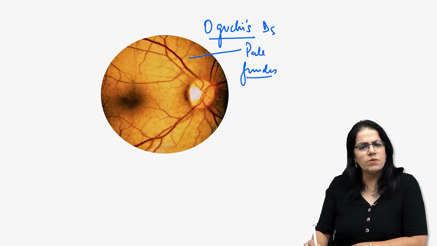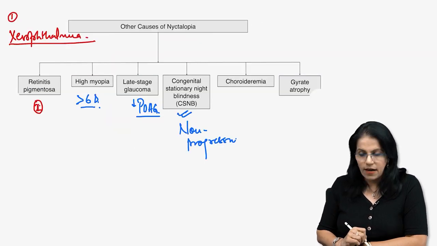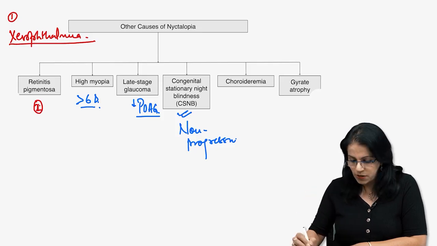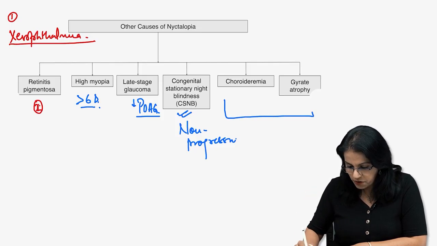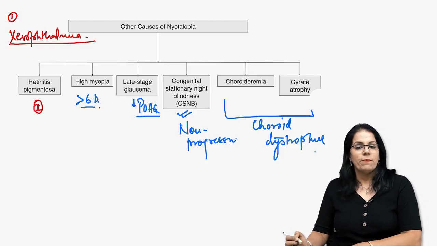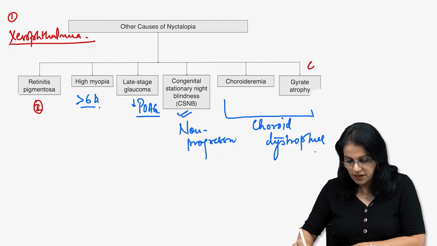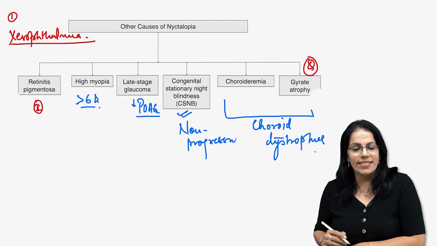You should know this much only, okay. Then we talk about what can be the other causes, choroidal causes. So, these are the two choroidal dystrophies. Choroideremia and gyrate atrophy are choroidal dystrophies. So, we have question on Oguchi's disease, we have question on gyrate atrophy. Let us learn it.